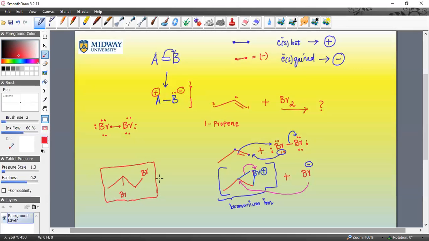We can do thousands of reactions of this kind, but what is really important is that you understand the movement of arrows. You don't just want to put them anywhere you like.